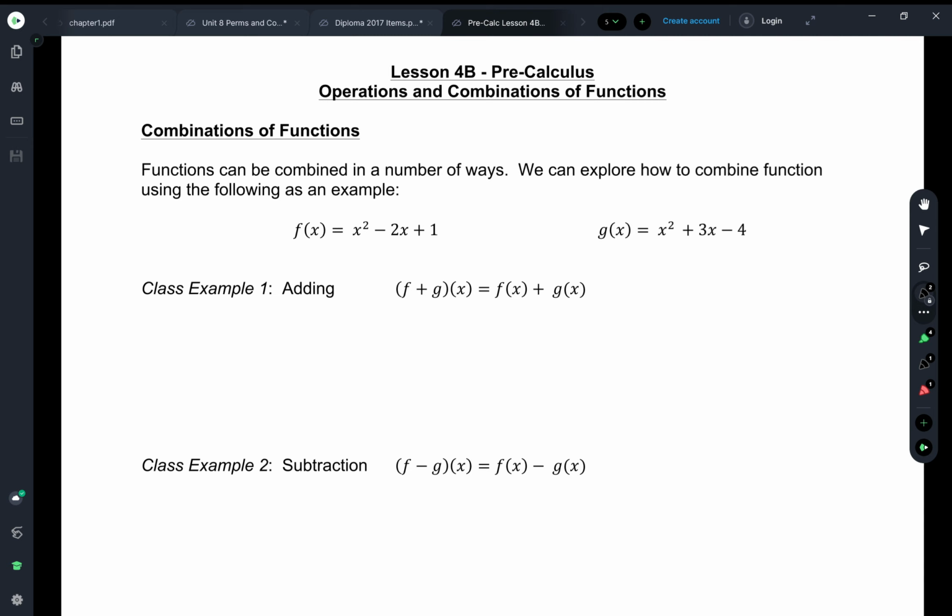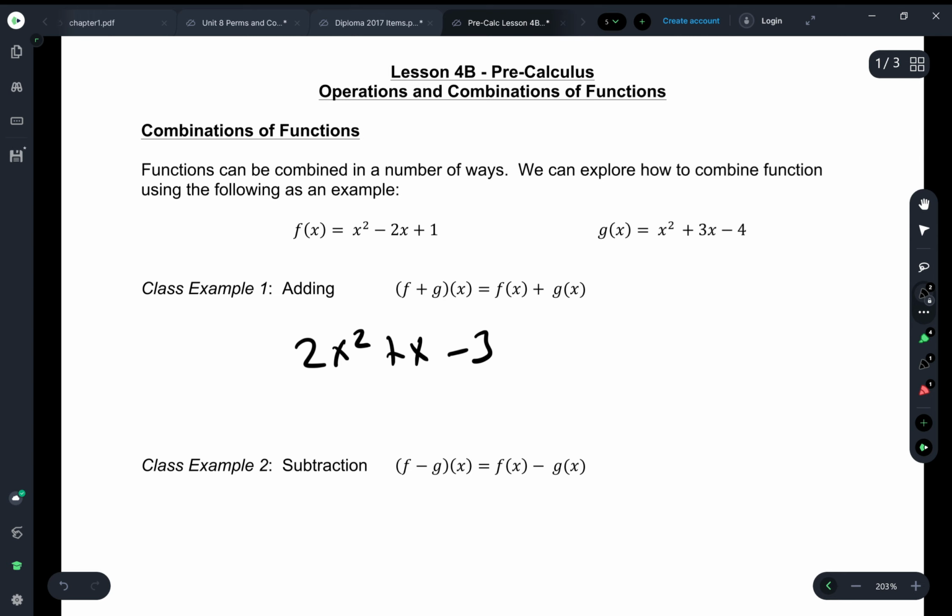Just taking this first one here, f plus g simply means you add the functions and combine like terms. So I can do this one from the top here. x squared plus x squared would be 2x squared. Negative 2x plus 3x would be x. And 1 plus negative 4 would be negative 3. So this would be your f plus g of x function.